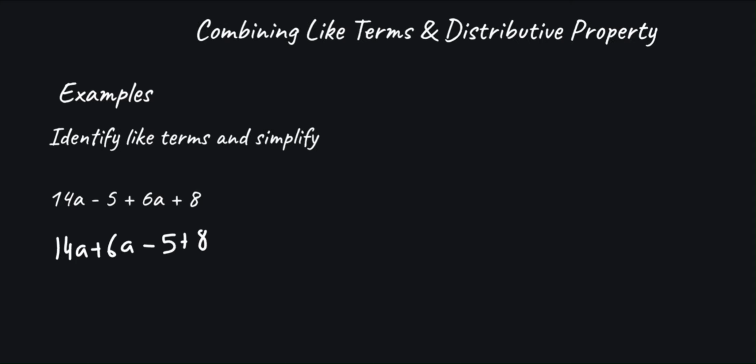Now that we have them in groups of like terms, we can solve them. So 14a plus 6a would give us 20a, right? 14 plus 6 is 20. Minus 5 plus 8 gives us plus 3, and that would be your answer.